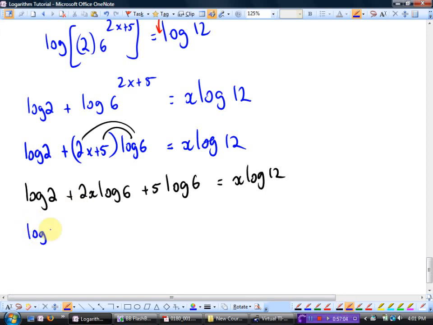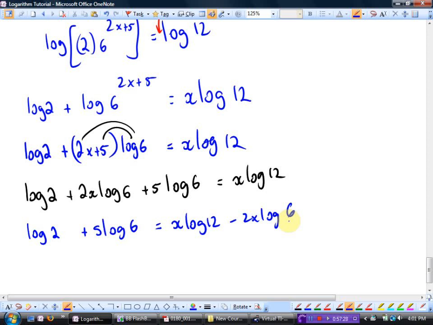Trust me, it helps my rhythm. I'm not joking. So I'll have still a plus 5 log 6, but I'm going to have an x log 12, and I guess I'll minus 2x log 6. You okay with how I got there?